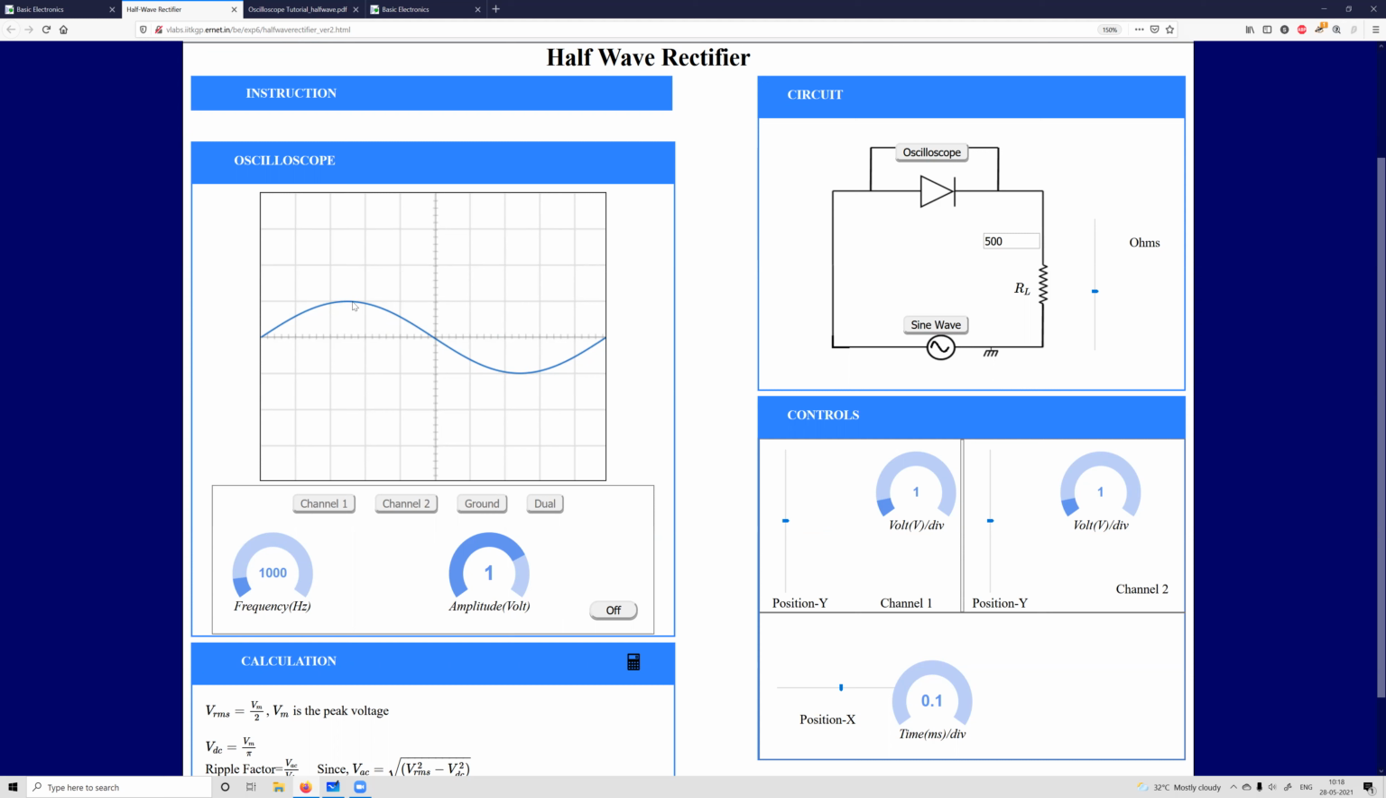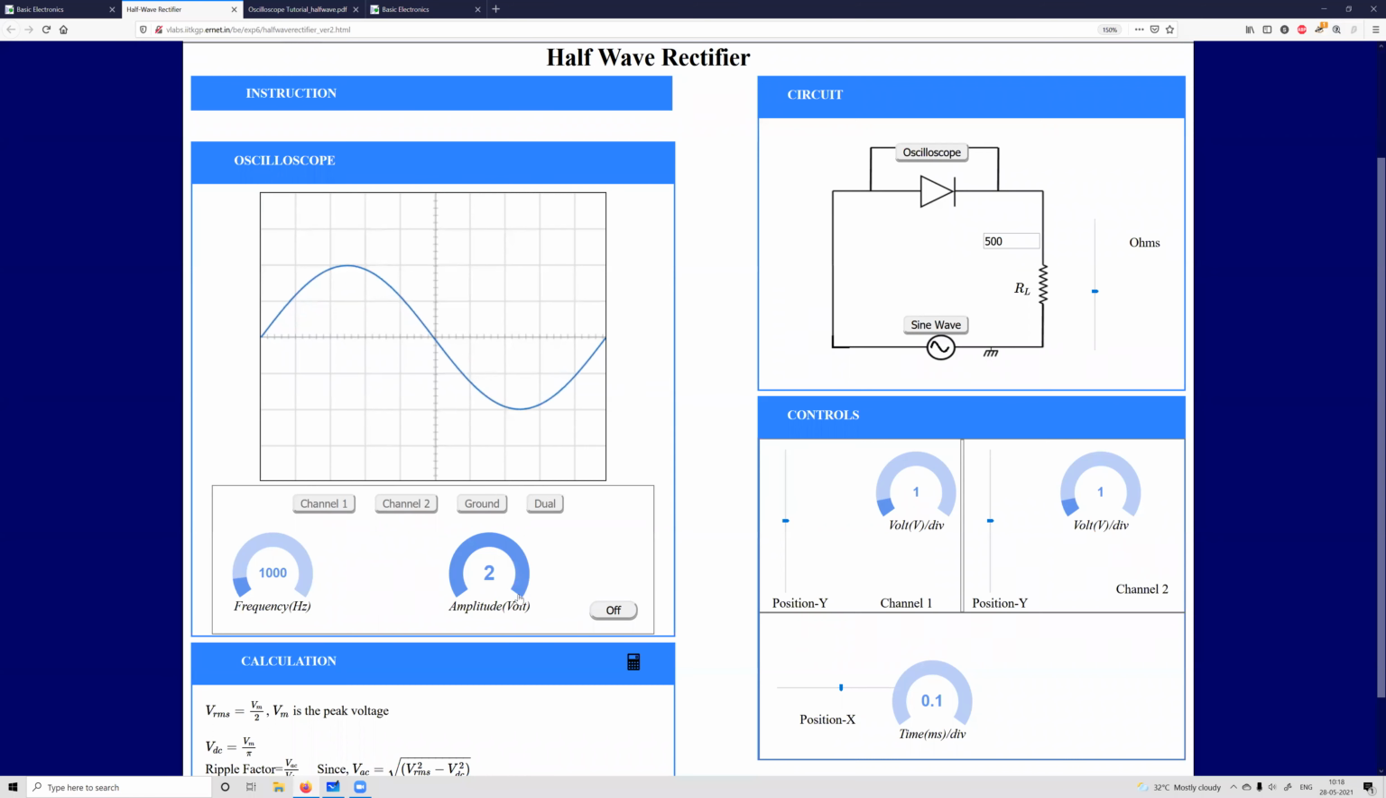So the peak here is 1 volt. I can measure it like this. The peak is here. The peak comprises 1 full division in the oscilloscope, and here I can see that 1 division indicates 1 volt. So my amplitude is 1 volt.